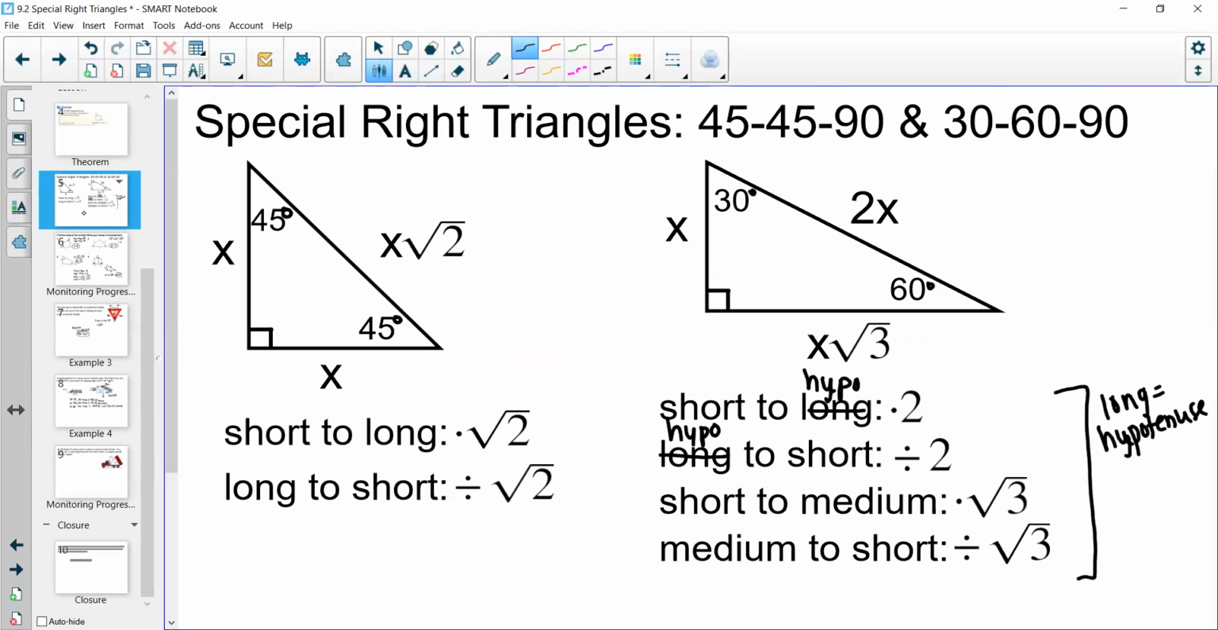So again, in a 45, 45, 90 triangle, the legs are the same length and the hypotenuse is one of the legs times the square root of 2. In a 30, 60, 90 triangle, the shorter leg has a special relationship with the hypotenuse. So the hypotenuse is twice the length of the shorter one, and the other leg is the length of the shorter one times the square root of 3.